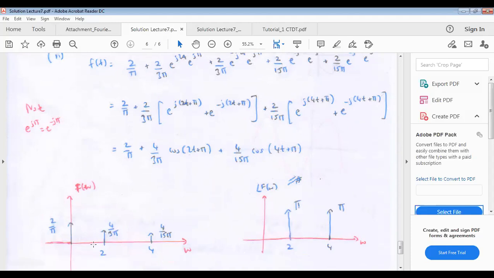The amplitude will be 2 over pi for omega equals to 0, the DC value. For omega equals to 2, we're going to have 4 over 3 pi. Omega equals to 4, we're going to have 4 over 15 pi. And the same goes for the phase plot. For omega 2, we're going to have pi. And omega equals to 4, we're going to have pi also. So that should be a solution for that example. Is that understood then?